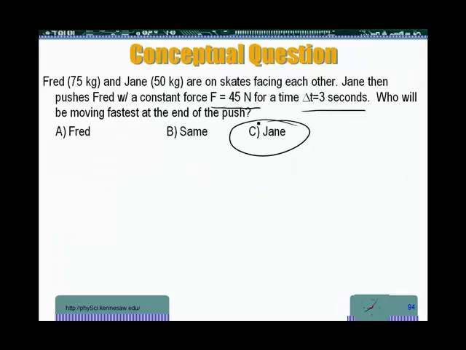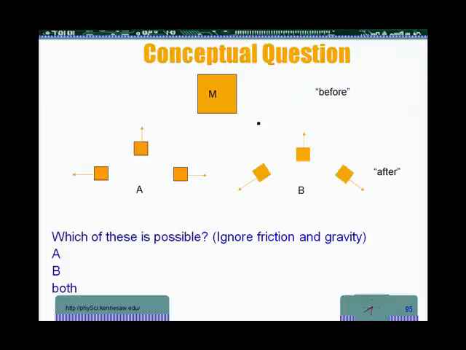Okay, other questions I could have asked here: who undergoes the bigger change in momentum? And actually, it's the same for both of them. That's conservation of momentum. The initial momentum is 0 for both of them combined. So whatever Fred gains in momentum, Jane has to gain an opposite momentum that's equal in magnitude. Be careful about that. Now here, so we have a mass and it exploded.